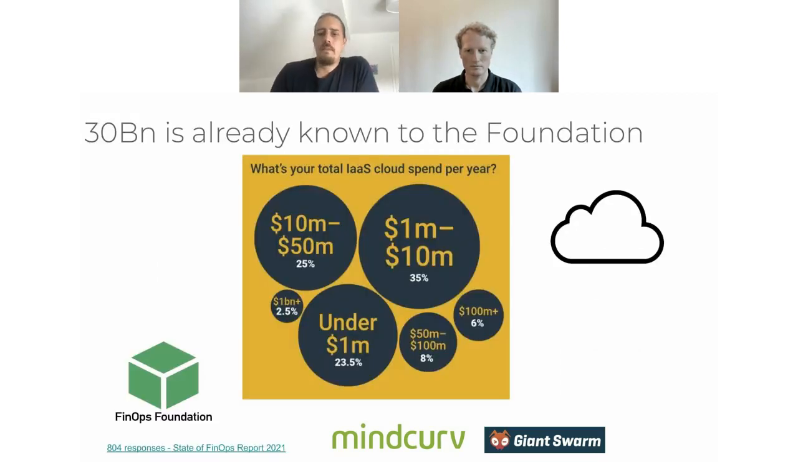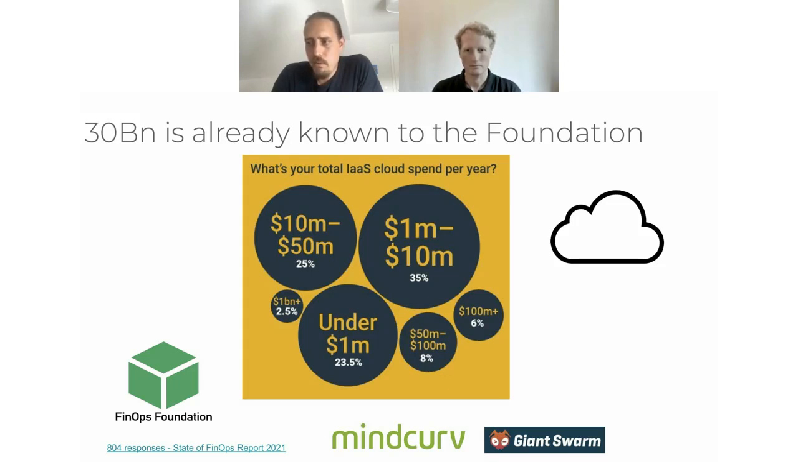Okay, so from the 360 billion predicted, we see already from a recent report, the State of FinOps report, which I highly can recommend to read, very interesting insights, that 30 billion is already known to the FinOps Foundation. And you can see here, there are some tremendous, super large numbers.